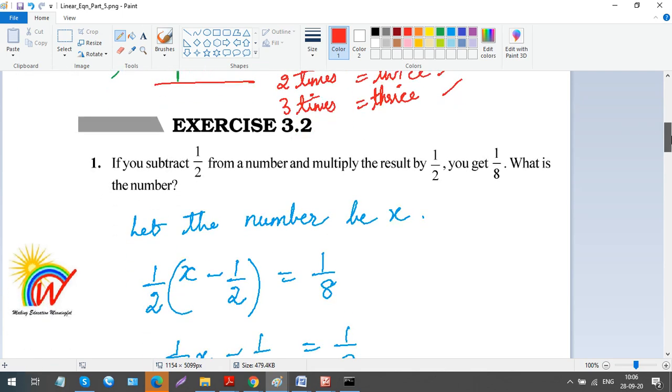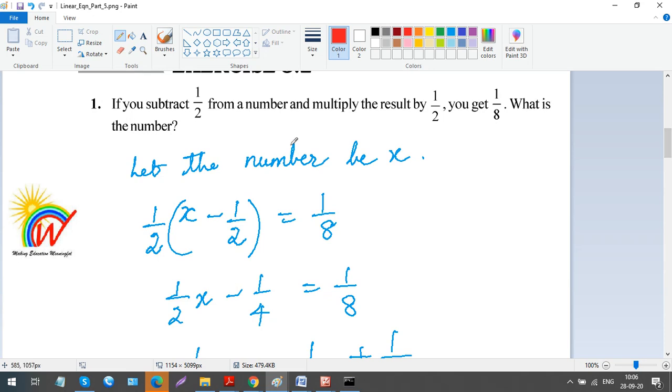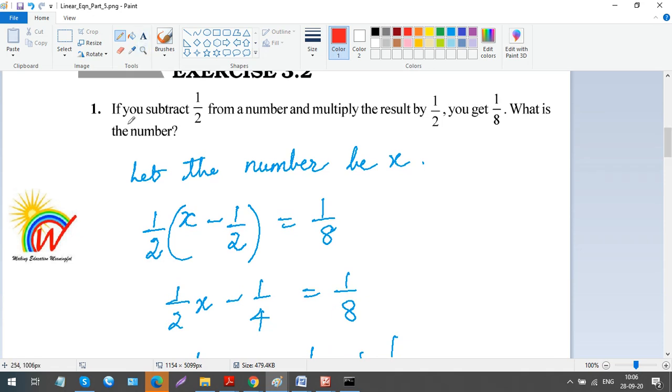So now let's come to exercise 3.2. I have picked a few problems from this exercise. Question number 1 says, if you subtract half from a number, so this is a subtraction problem, and from is a very important thing over here. You are subtracting 1 by 2 from a number and multiply the result by half, you get 1 by 8. Now when you read it once, you will never understand.